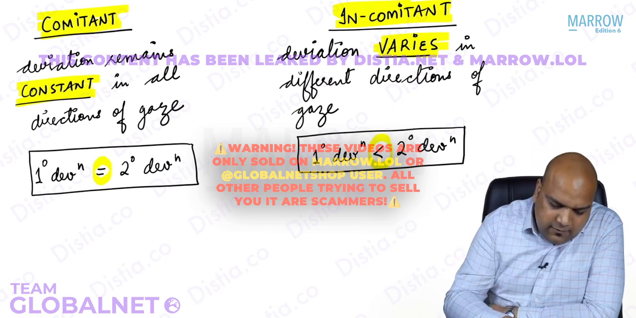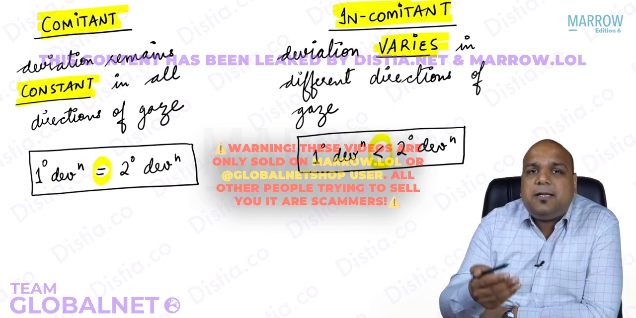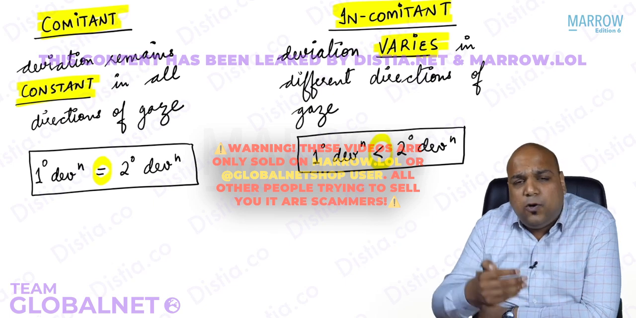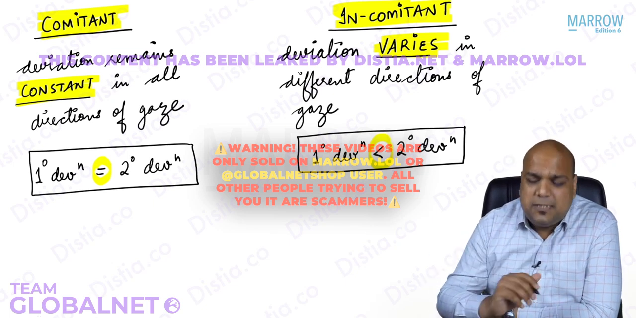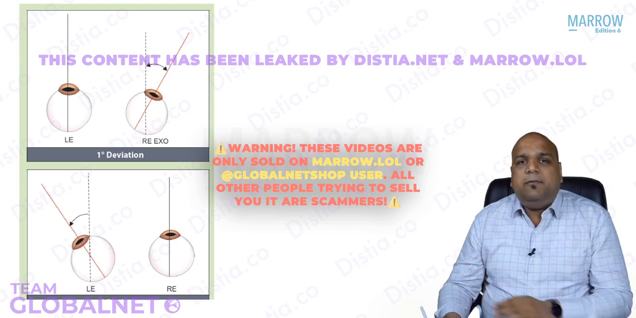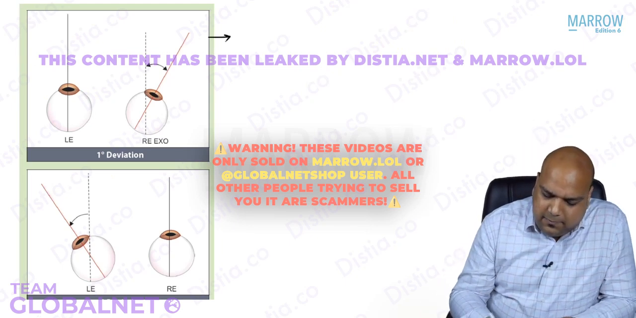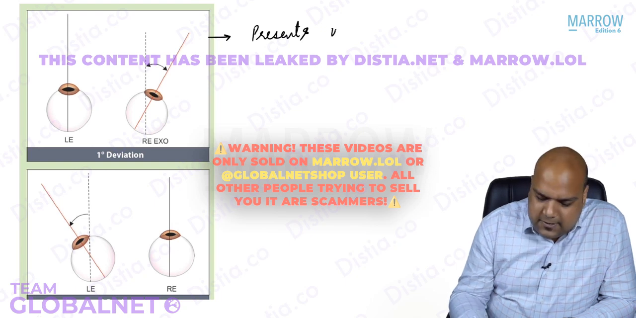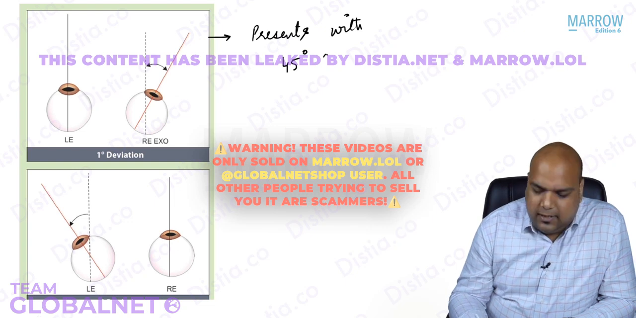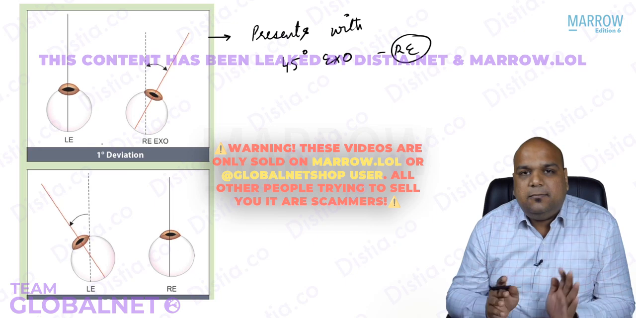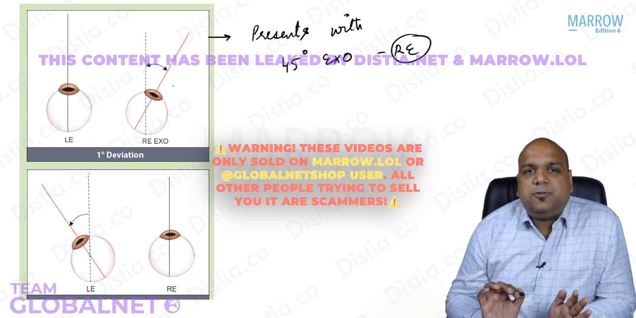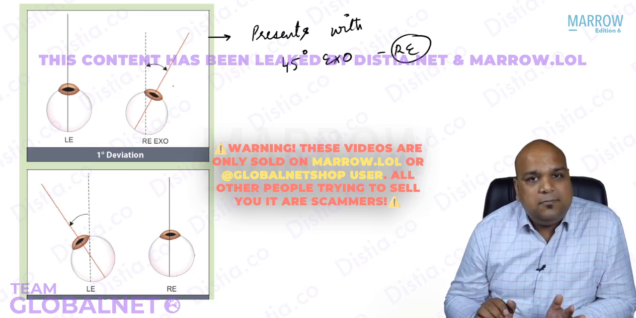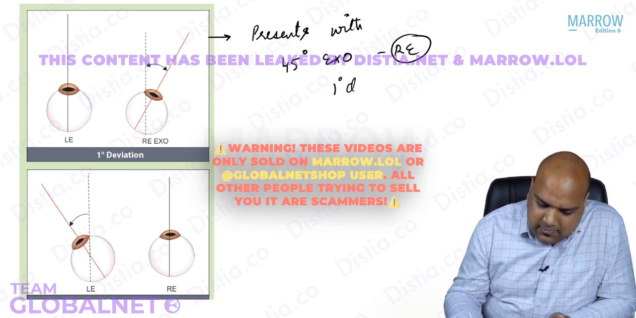Now, we have introduced two new words, primary deviation and secondary deviation. So now the question comes, what is primary deviation, sir? What is secondary deviation, sir? Very easy, everybody. Everybody, look at the first image. This is when the patient presents. Patient presents with 45 degree exo, okay, in the right eye. I hope you understand. Right eye 45 degree exo. This is what the patient presents to me with. This is primary deviation.